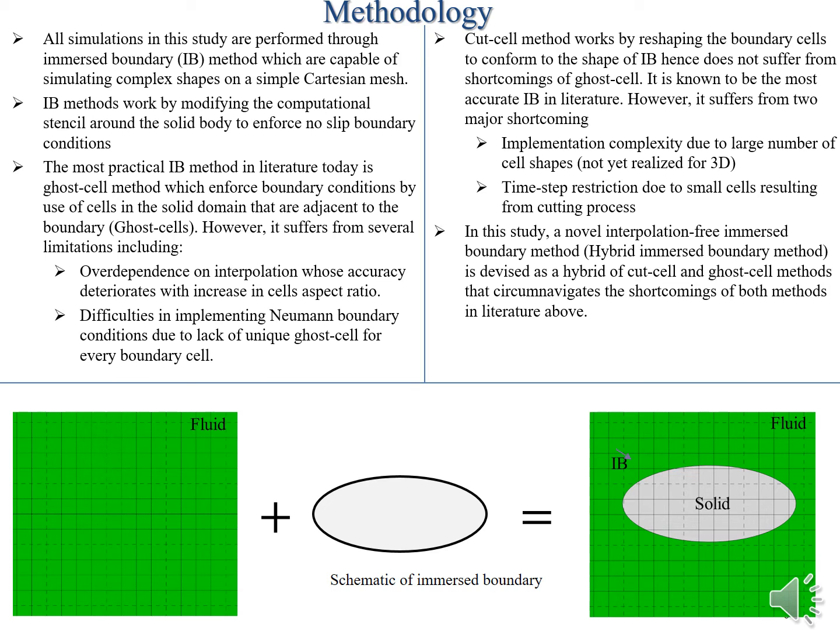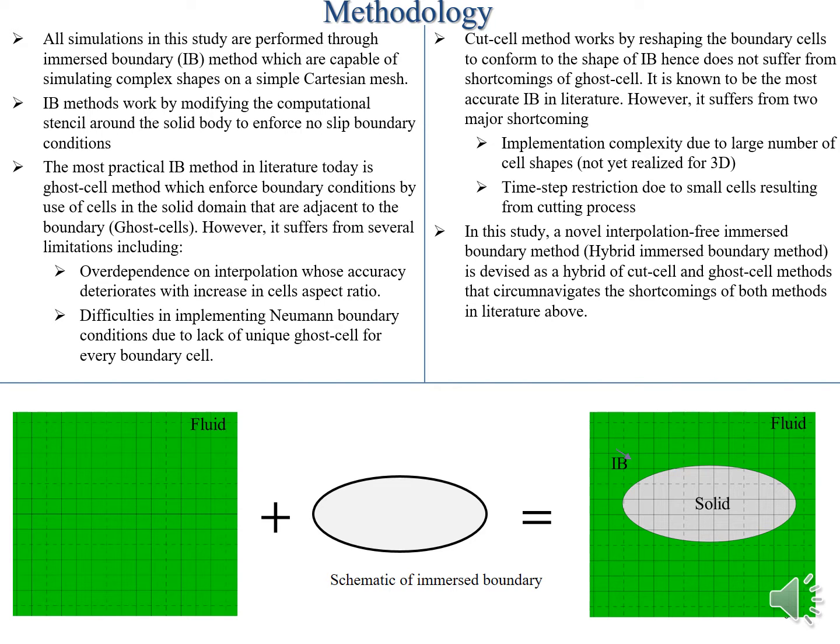So the results presented in this study are performed through the immersed boundary method. In the immersed boundary method, you have a very simple Cartesian mesh and you have the object, and you just map both of them together and run the simulation. This is very attractive because you can run very complex geometries on a very simple Cartesian grid. There are various immersed boundary methods. We have the diffuse interface method, which we are not going to be discussing in this talk, and we have the sharp interface immersed boundary method.